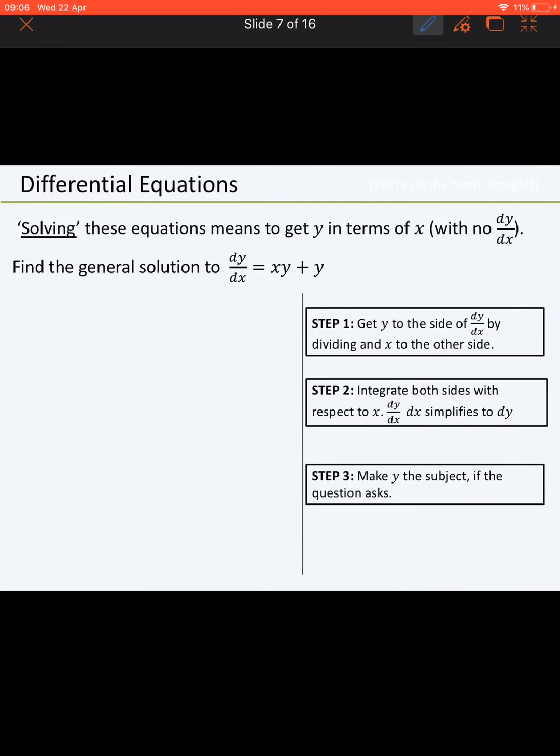Perfect. Okay, so the question is, find the general solution to this differential equation. Now this looks a little bit like the one we had right on the second slide, because we've actually got something with x's and y's in, okay? And we have already established that we can't simply integrate that right hand side because it's got a mixture of x's and y's in. So what we need to do is we need to separate the x's from the y's.